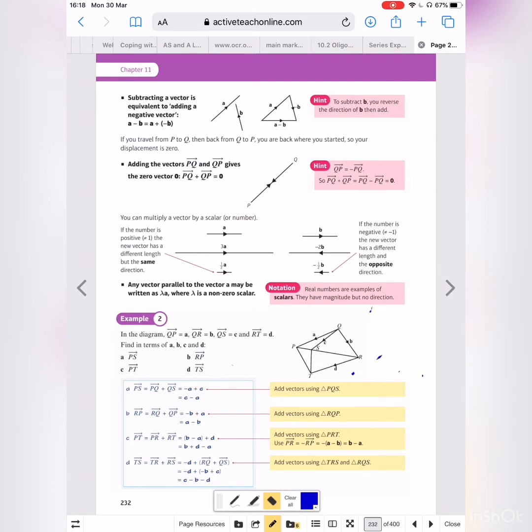So now we're going to take a look at example 2. In the diagram, so it just tells you what's written in the diagram. So find in terms of A, B, C and D, P to S, R to P. So basically you just need to find all those lengths. So if we're looking first of all at P to S, first thing I would do, highlight your 2 points. So we're going from there to there.